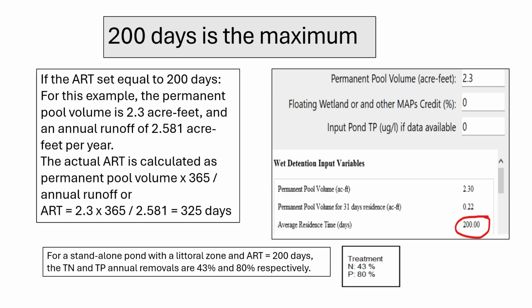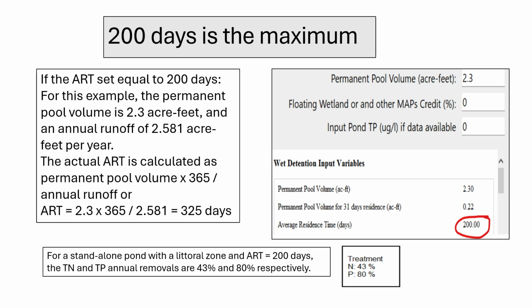Let's look at an example. Here, we have a permanent pool volume of 2.3 acre-feet and an annual runoff of 2.581 acre-feet per year. When we calculate the actual ART using the formula of permanent pool volume multiplied by 365 days, then divided by the annual runoff, we get an ART of 325 days.